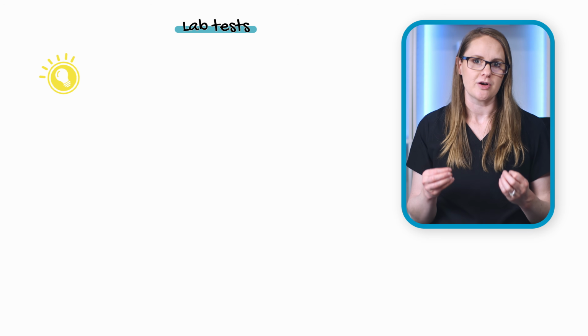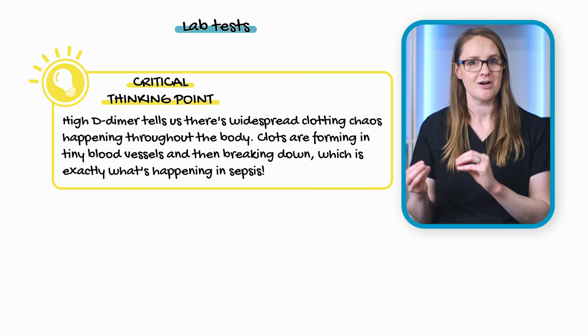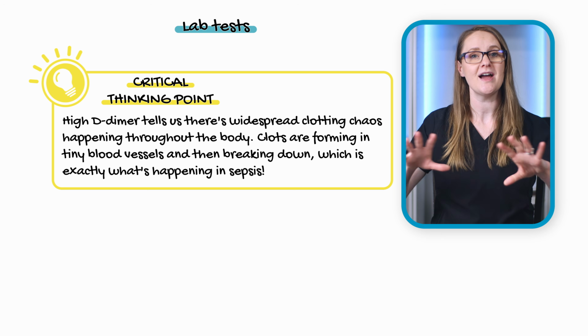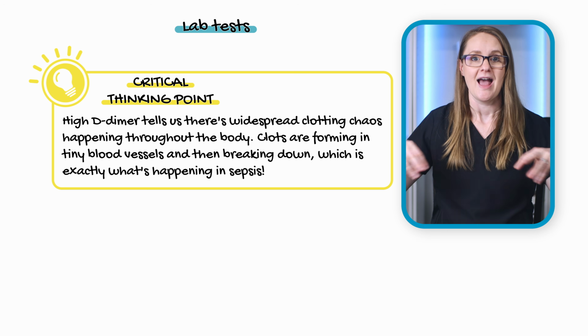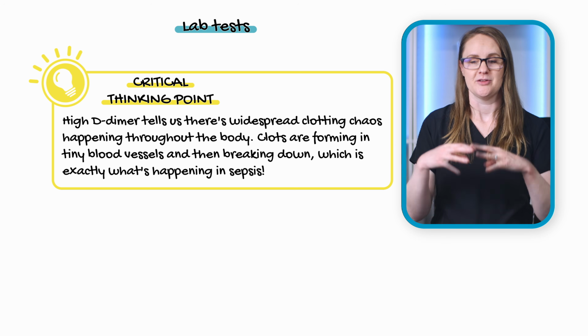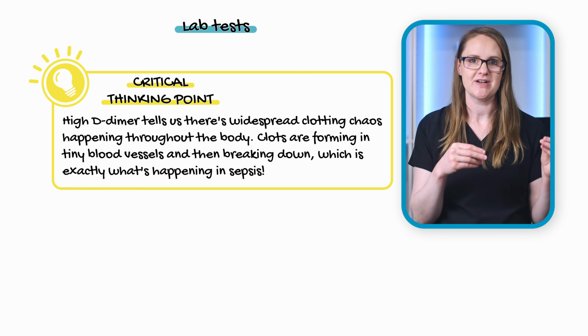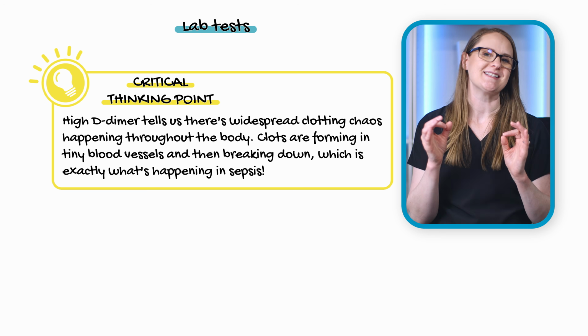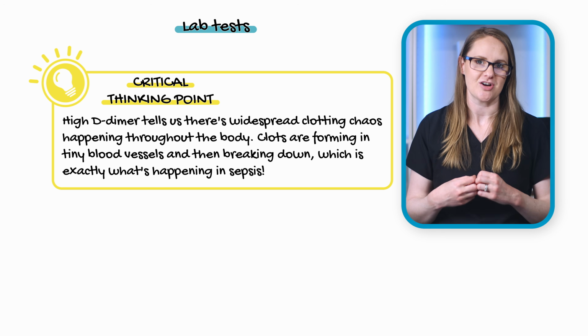So here's your key critical thinking point. When there's a high D-dimer, that tells us that there's widespread clotting happening around the body. There are clots forming in tiny blood vessels and then breaking down, which is exactly what's happening here in sepsis.